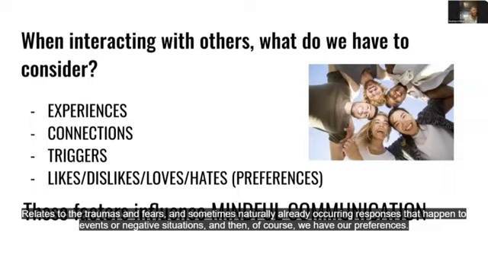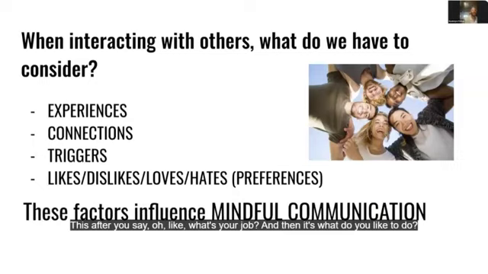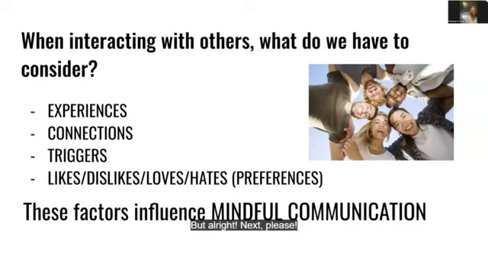And then, of course, we have our preferences. Now, preferences, likes, dislikes, loves, hates, these are the things that we usually tend to define ourselves by as an individual. After you say, oh, what's your job? And then it's, what do you like to do? Because that's a real big piece of us that defines who we are as an individual, is what we love, what we dislike. My significant other always says, I'm a very picky eater. I don't like any food, but I love it all. But all right, next, please.